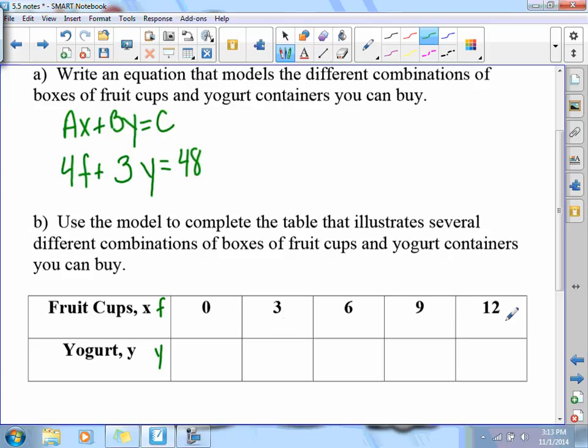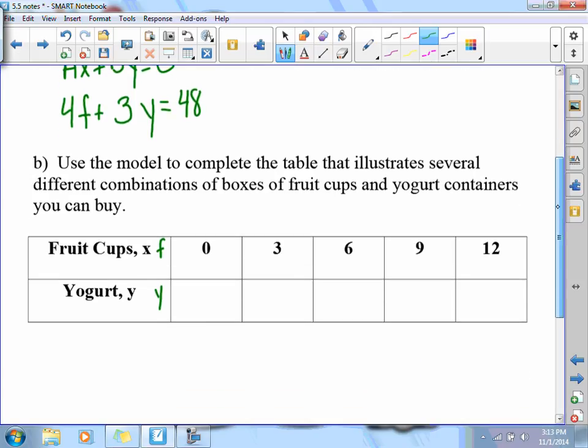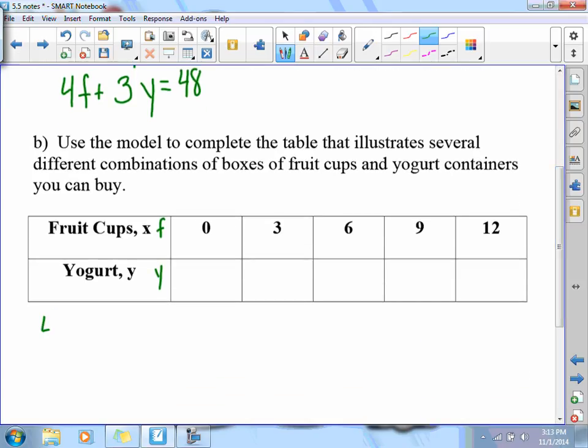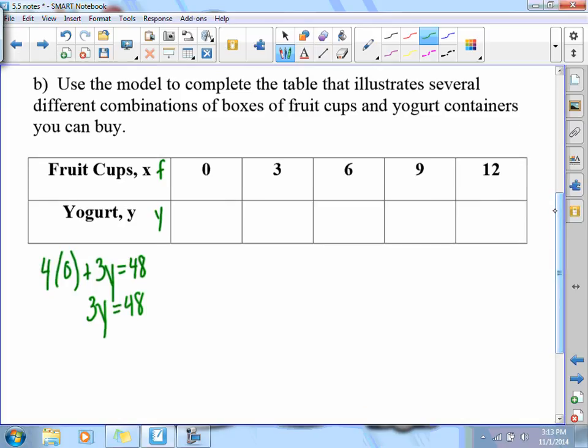Okay, so if we bought 0 fruit cups, how many yogurt cups would we be buying? That's basically what they want us to find out. So I'm going to use my equation. If I have 0 fruit cups, how many yogurt cups am I going to be able to buy? Well, 4 times 0 is just 0, so that's 3y equals 48. And then if I divide 48 by 3, I'll get 16.